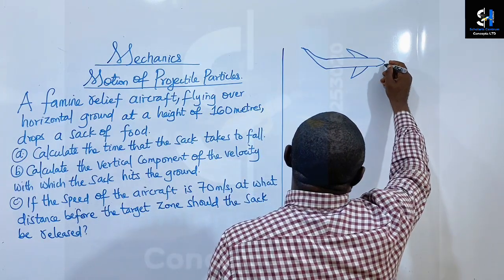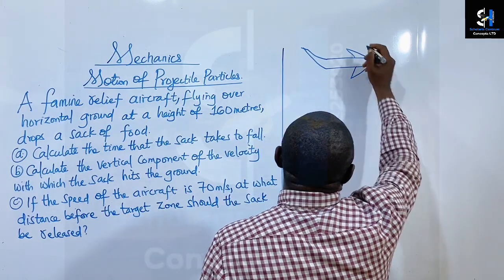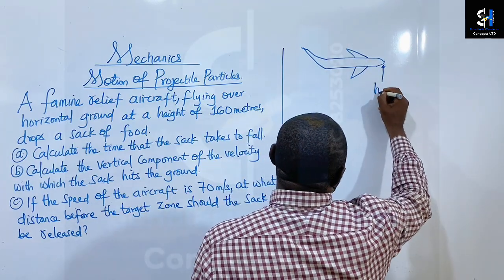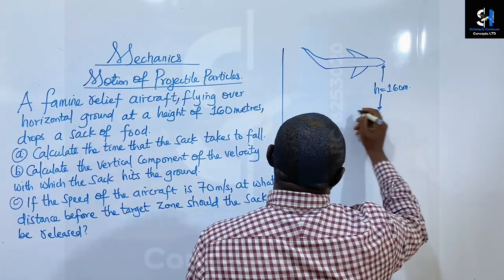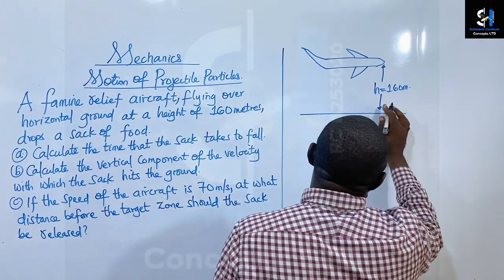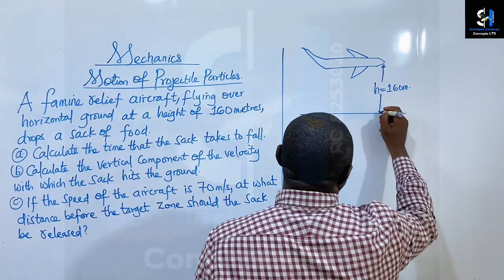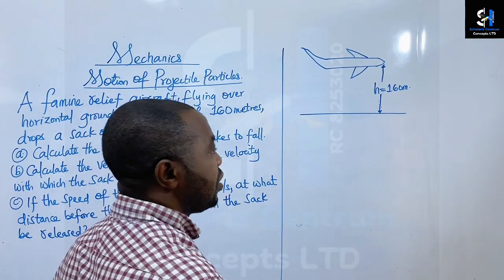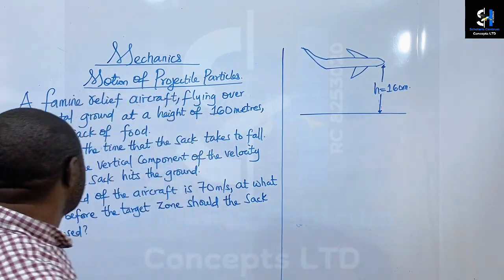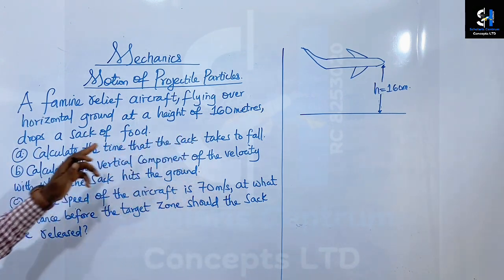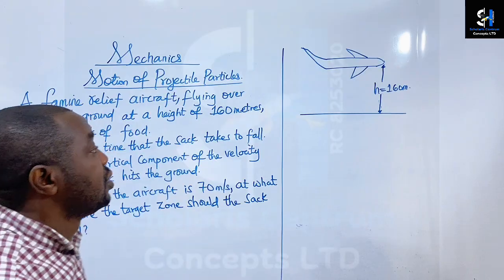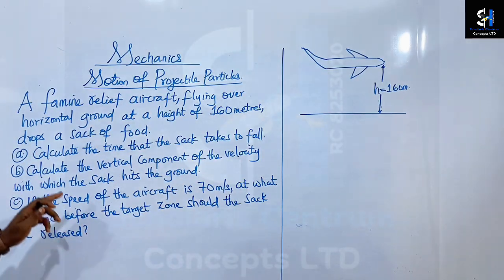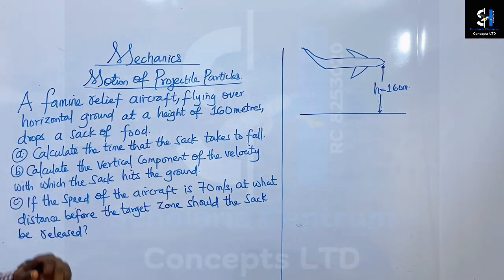The height of the aircraft to the ground is 160 meters. So this is the horizontal ground level. Now we have that the height of the aircraft is 160 meters above the ground. So calculate the time that the sack takes to fall.